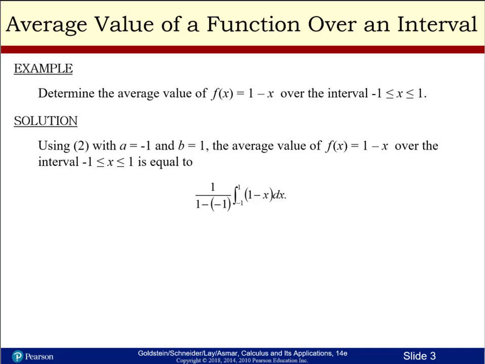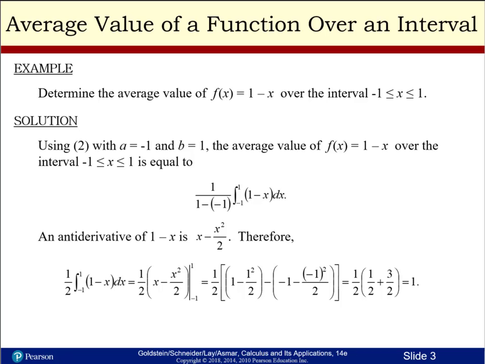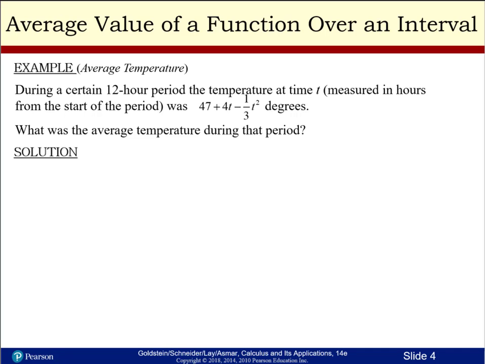And the integral is going to be from -1 to 1 of 1 minus x. We'll just plug that in because our antiderivative is x minus x squared over 2. Evaluating that from -1 to 1, we'll get that our answer is 1. So the average value of f of x over that interval is just 1. So let's do an average temperature.